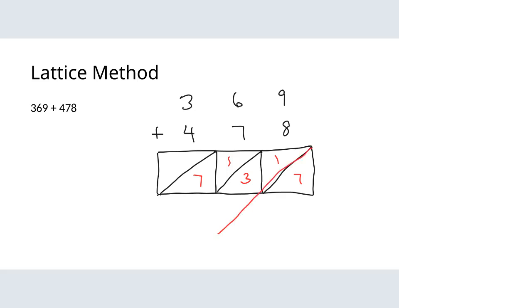Then what happens with the lattice method, and here's kind of the beauty of it, is we extend those lines down, and now we add along the diagonals. So when I add along the diagonals, here I have just a 7. Here I have 1 plus 3, which is 4. And here I have 1 plus 7, which is 8. And I wind up with that same answer I better get every single time, 847.